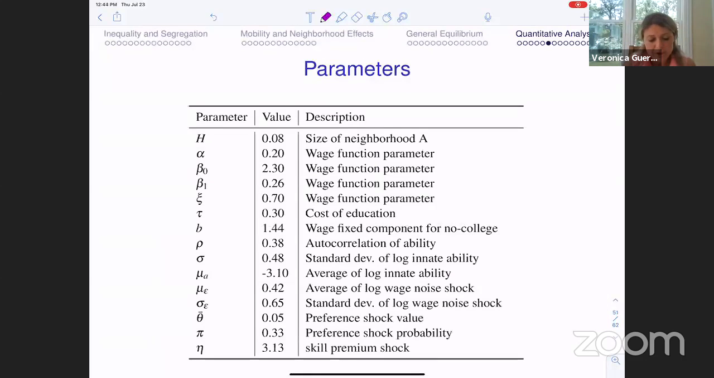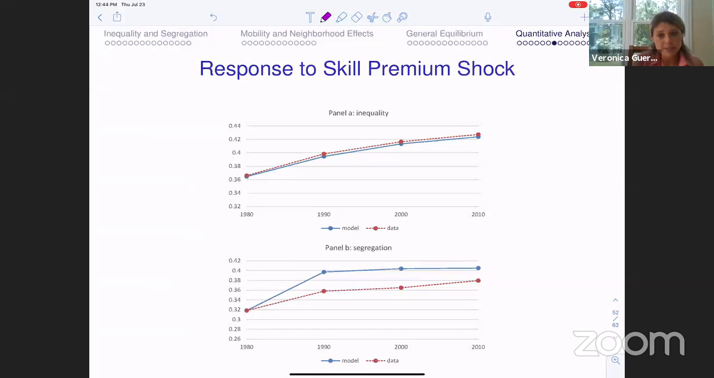Here is a bunch of parameters that you can look at, we estimate, and here is the result of our calibration. The top panel shows inequality, the Gini coefficient, the bottom panel shows segregation. We target that 1980 inequality and segregation are as in the data, but we don't target the other dates. We just choose the size of the skill premium shock to match the increase in skill premium. And we get a pretty good pattern for inequality, actually a surprisingly good pattern that resembles the data.